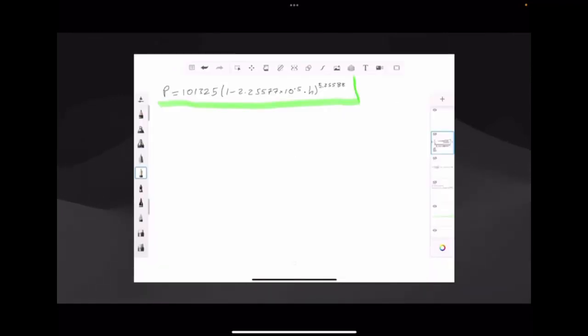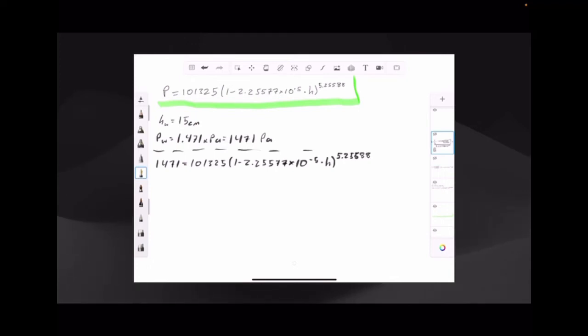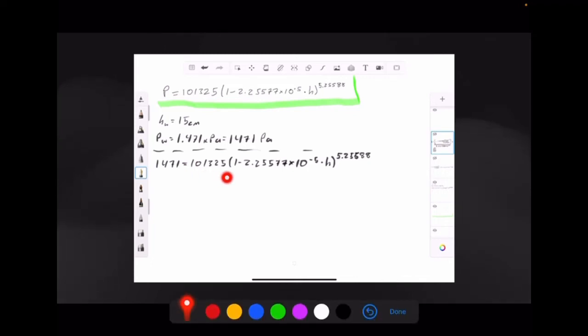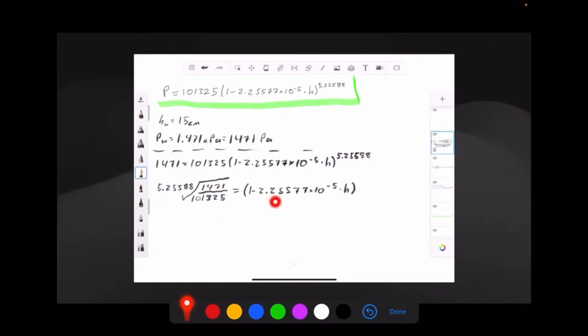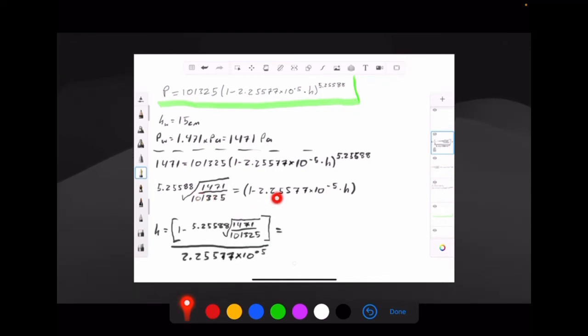formula, and the pressure I'm going to use for P in this equation is the pressure of the water, so 1471 pascals, and for H, that's actually what I'm calculating. So here I've got 1471 on the one side, and then everything else on the other side. I divide by 101325 pascals, and I take the root by 5.255888 to cancel out this guy on this side, and that'll give me this, so that all this will equal this guy here. So now I subtract this over to this side, and then divide by 2.25577 times 10 to the negative 5. That'll give me this equation here.